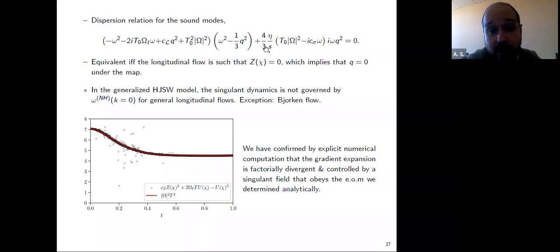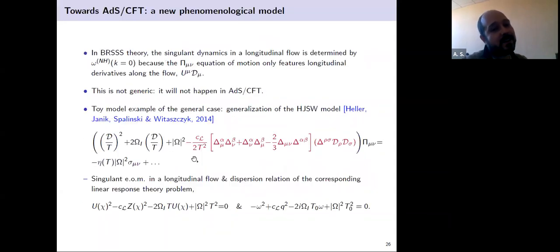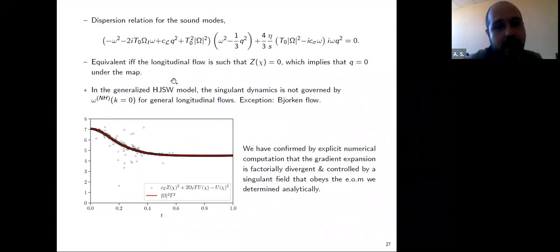But now this is not a generic condition. This places constraints on the specific form of the longitudinal flow you are considering, and in particular implies that this correspondence is broken for general fluid flows. A flow in which this happens automatically is Bjorken flow. So in this generalized HJSW model, there is a clear-cut difference between the non-hydrodynamic physics captured by the gradient expansion, which depends crucially on whether you are considering Bjorken flow or not. If you restrict yourself to Bjorken flow, you would never spot this difference.